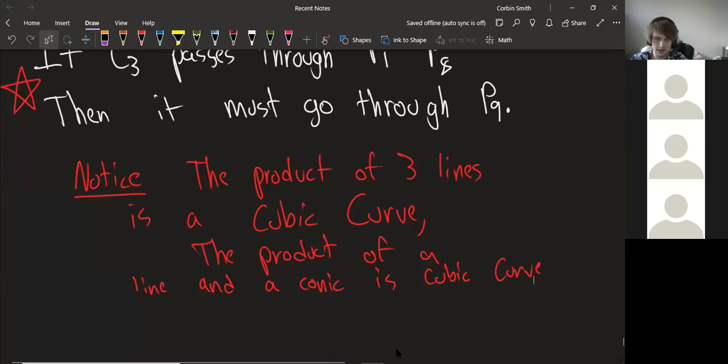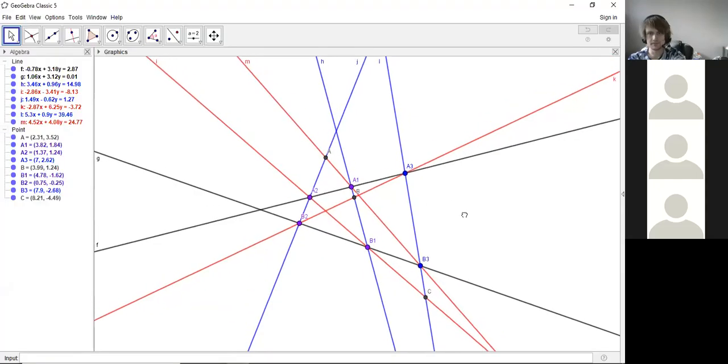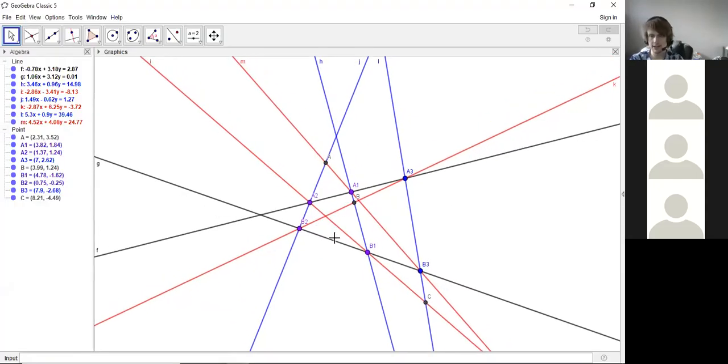All right. Oh, that's the wrong one. Open up this one. All right, so let's go back here. These 3 red lines, that's a cubic curve. These 3 blue lines, if you multiply them together, that's a cubic curve.